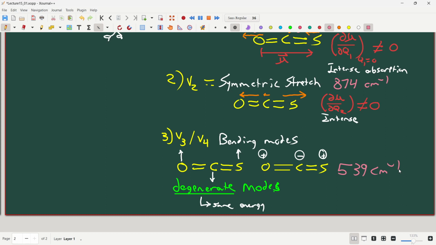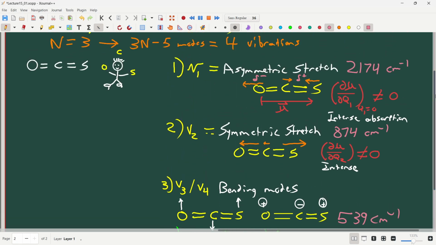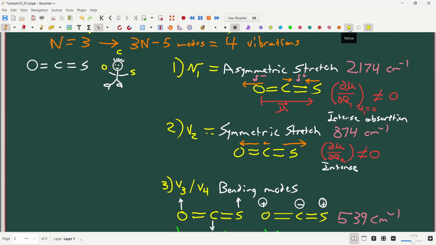Okay, so that's a linear molecule. And all of the linear molecules in the world have modes that look like this. They've got stretches and they've got bends. That's it. But I just want to make a quick comparison.